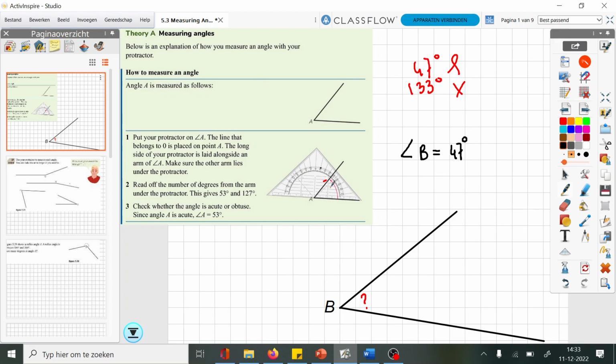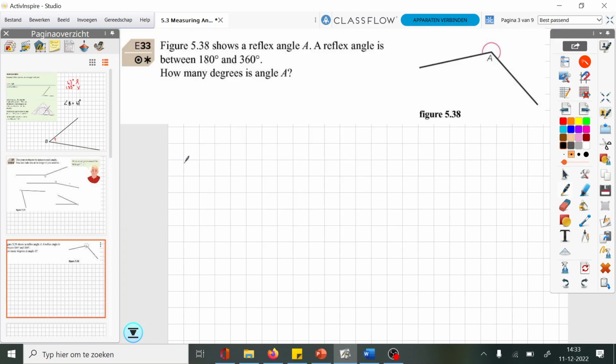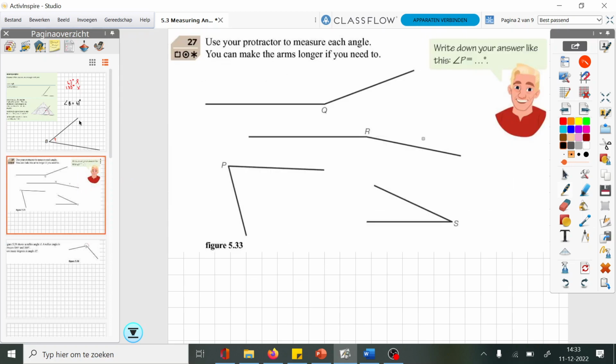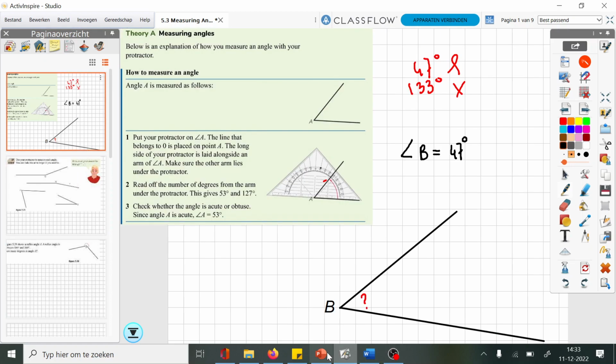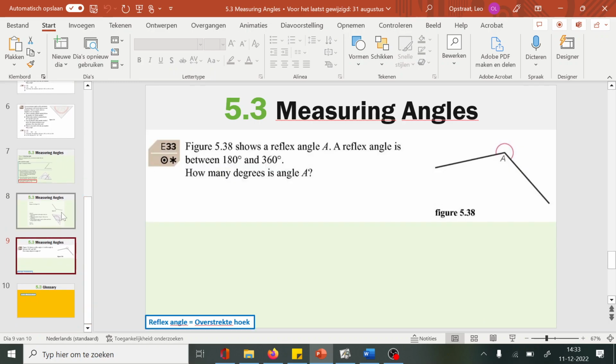So yeah, that's what you have to do. In the other exercise videos I will make, I will take a look at 27 as well, and I will take a look at 33. So if you find this difficult, you can refer to those videos. If I'm going back to my PowerPoint, you also see that that is where we stop.